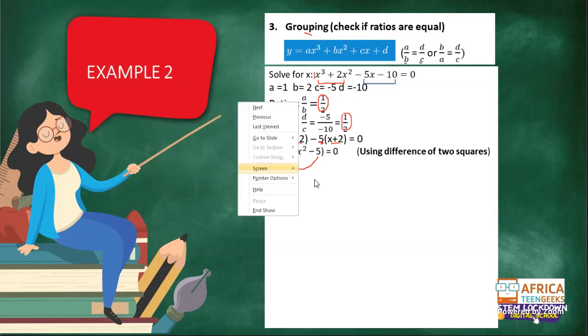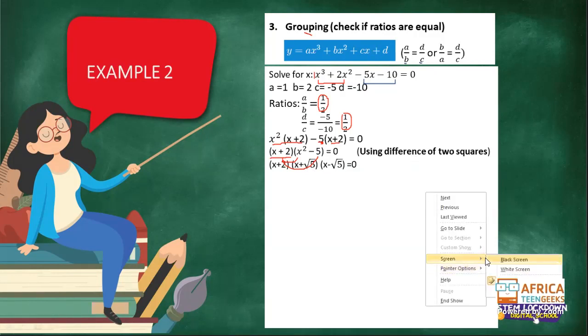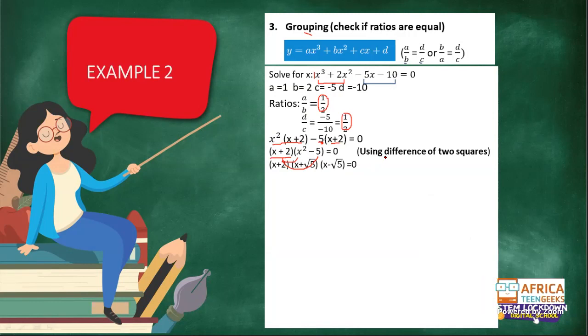So use a method that works for you. I said my difference between two, this is the difference between two squares. Why? Because the square root of 5 is simply 5 to the power of half.